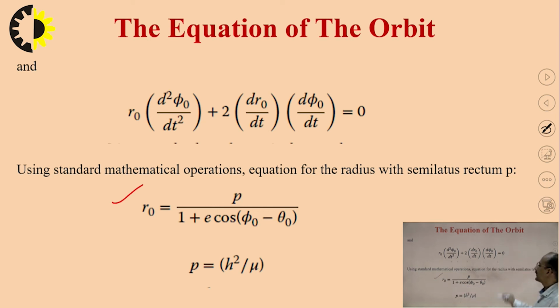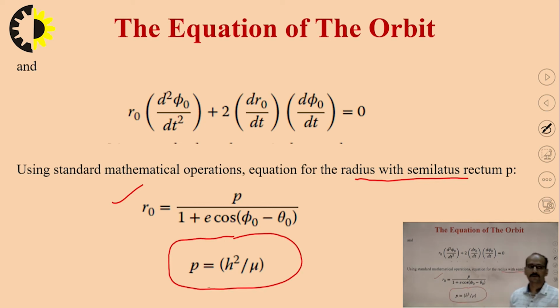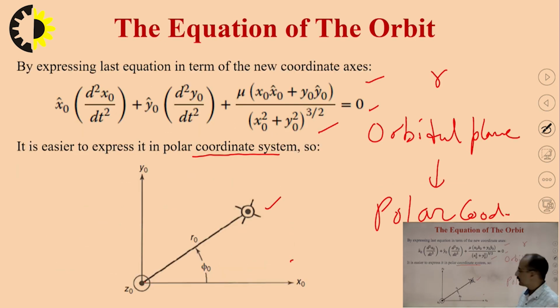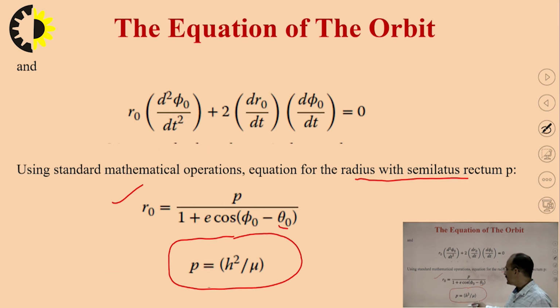the standard mathematical equation for the radius with semi-latus rectum P. The semi-latus rectum P is given by h square upon mu, where h is the angular momentum. So r naught is equal to P upon 1 plus e cos of phi naught minus theta naught. Theta naught is the angle with respect to the system, phi naught is as you can see here, P is the semi-latus rectum, and e is the eccentricity of the orbital path of the satellite. So this gives us the orbital equation of the orbit of the satellite.